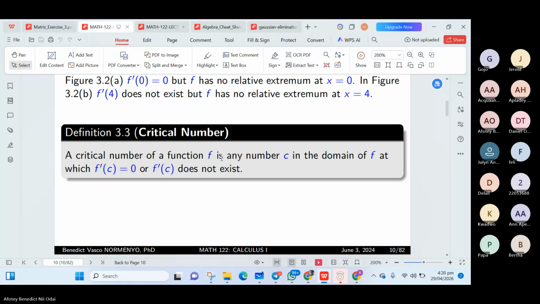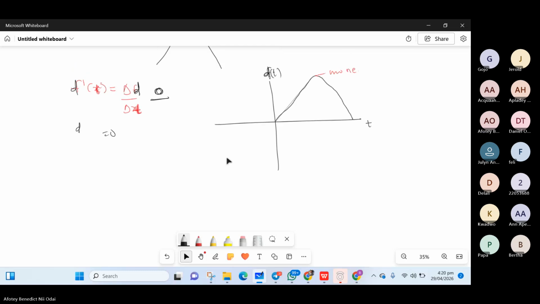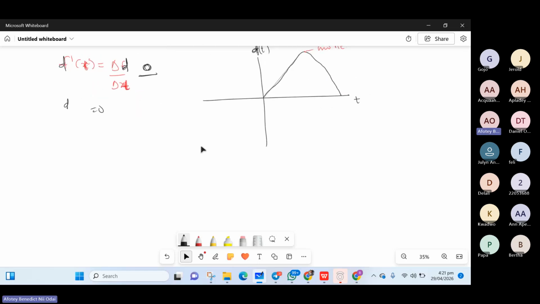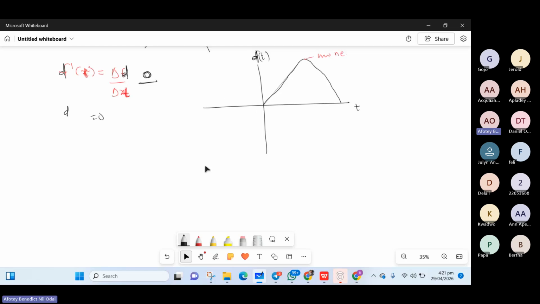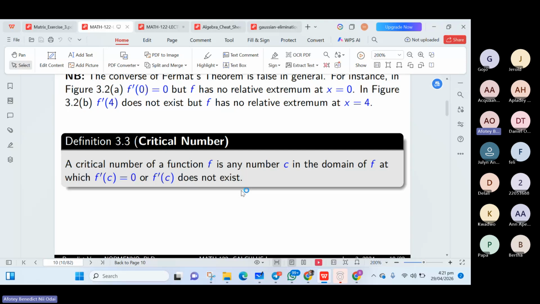Critical numbers actually explain their names. The reason why they are called critical numbers is because at those points, the function changes its state. When you have a critical number, it means that at that point the function is either increasing, decreasing, becoming undefined, or you are having a curve in the function. So that's basically what critical numbers are.